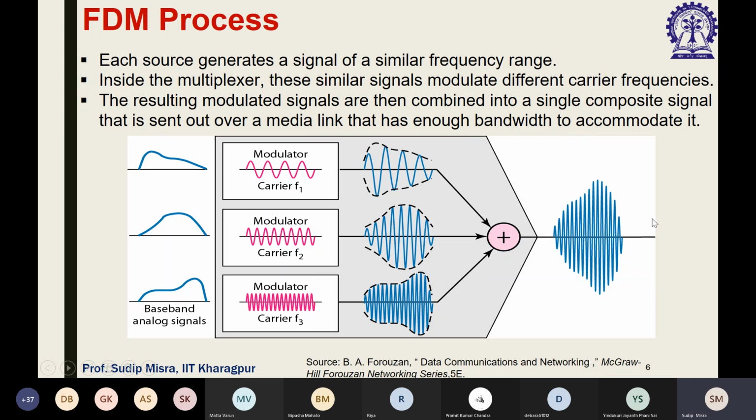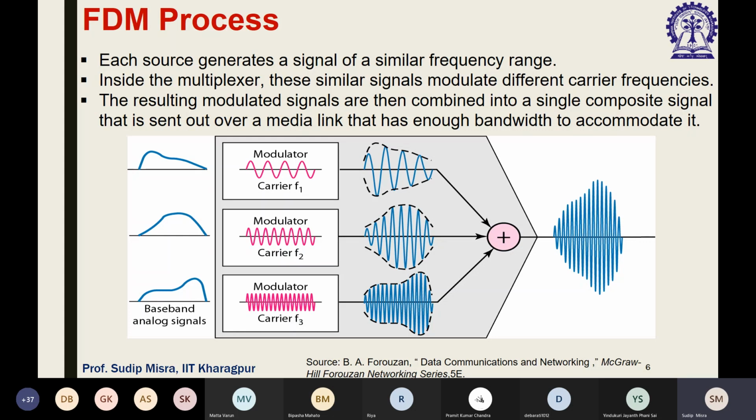This combination is basically what is done in multiplexing. So there is a multiplexer circuit which basically produces this combined signal, this is the one, please have a look. This is the combined composite modulated signal. Okay, so this is what the multiplexer does. I hope that this part is clear to you.